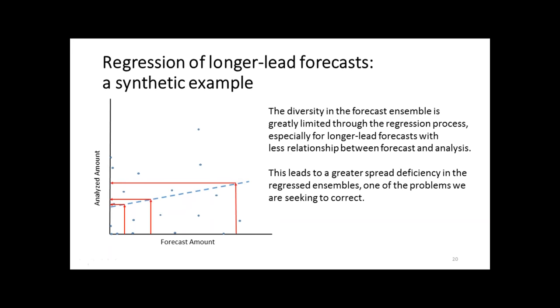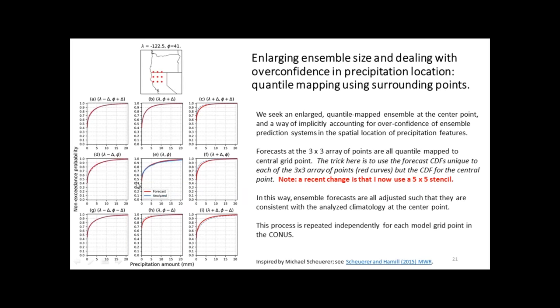Now, what you're really looking to an ensemble system to provide is some information not only on the most likely forecast, but the diversity of possible outcomes in the forecast. And this process has reduced that diversity of outcomes. You're collapsing towards something like climatology, and you're losing the information that was in that original ensemble of forecasts there. So that's a problem with linear regression, and it hints at why we choose to use this quantile mapping.